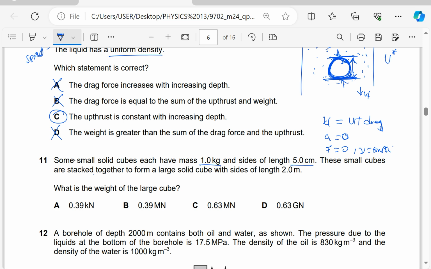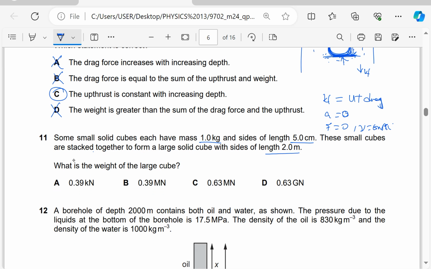These small cubes are stacked together to form a large solid cube with sides of length 2 meters. What is the weight of the large cube? So this is going to be very simple. We just need to find the number of cubes. So the volume of the large cube is going to be 2 by 2 by 2, which is equal to 8 meters cubed.